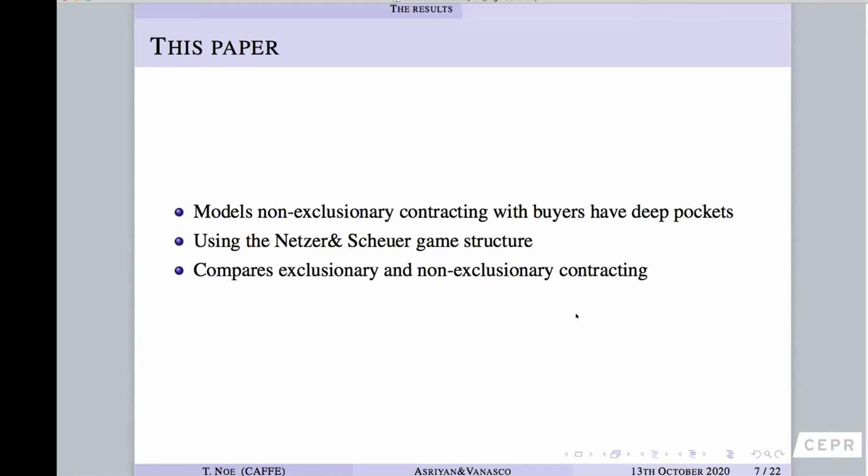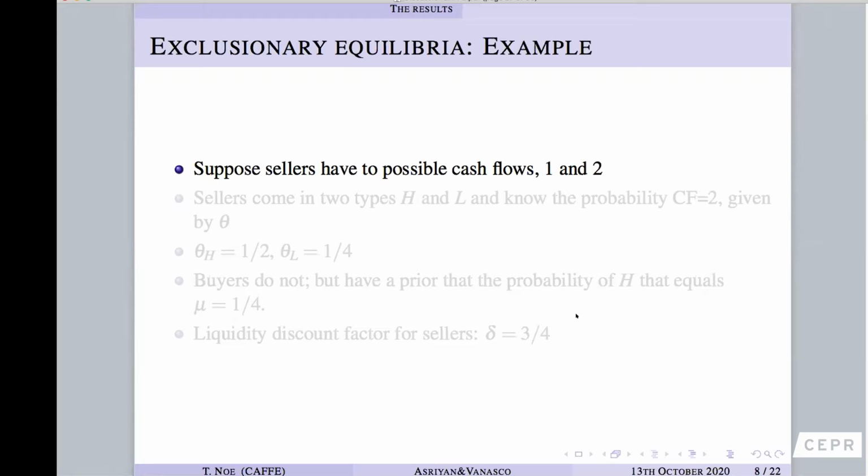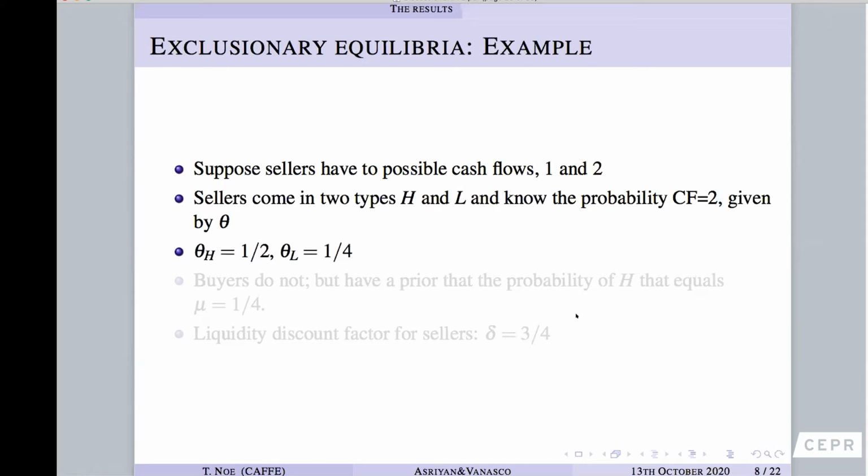Okay, so I have just a simple example. Suppose we just have two possible cash flows. The sellers come in two types, H and L. H is better than L. Buyers don't know these types, but they have a prior. They think that there's a 1/4 chance that the seller will be an H type. And the liquidity discount factor is 3/4. Okay, so what might happen here?